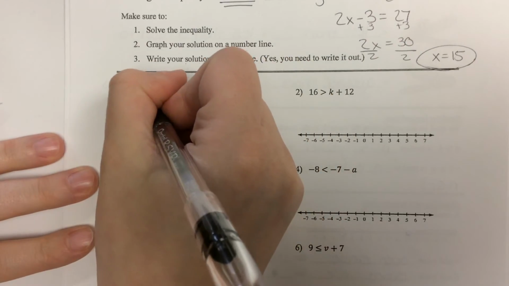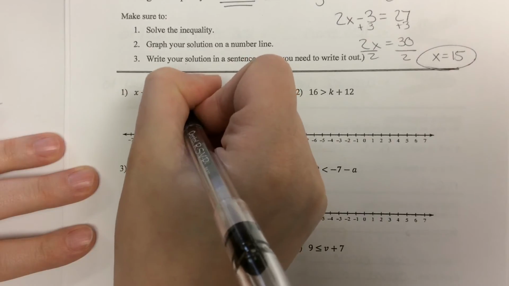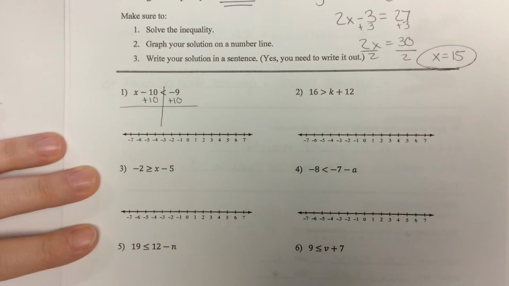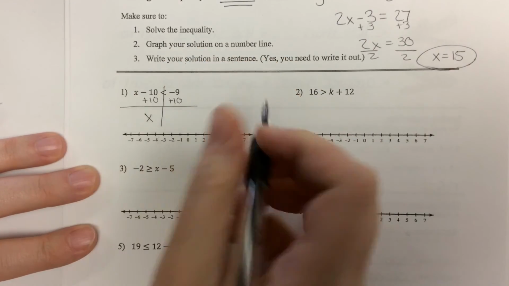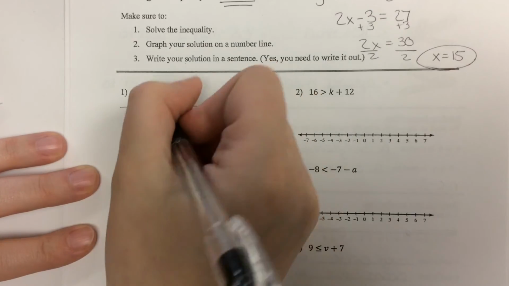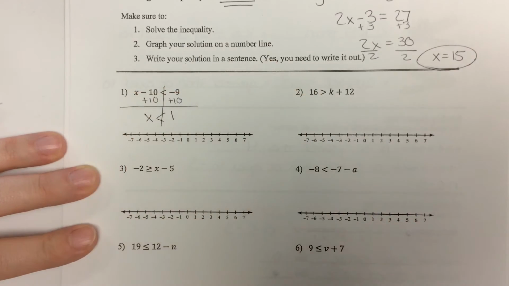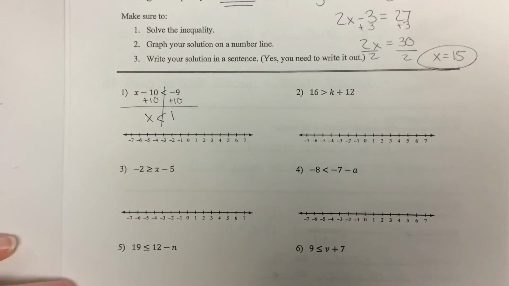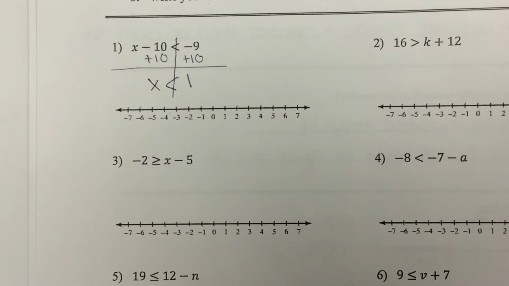So imagining that this were an equal sign, how would you solve for x? We would add 10 to both sides. Okay? And then we'd have x, leave the sign the way it is, less than 1. All right? So here's how we would graph x is less than 1.